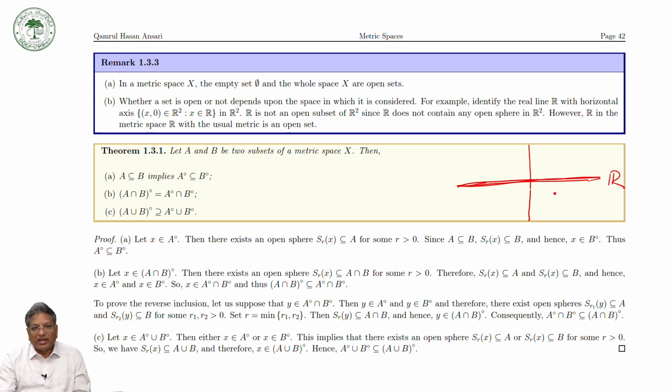Because R does not contain an open sphere in R2. So if you take any point, this is the open sphere, or any metric you can consider. Hence, R in the metric space R with the usual metric is an open set. As a whole space R is open, but R as a subset of R2 is not open. Okay. So we can say that a set is open or not depends on the space in which it is considered.